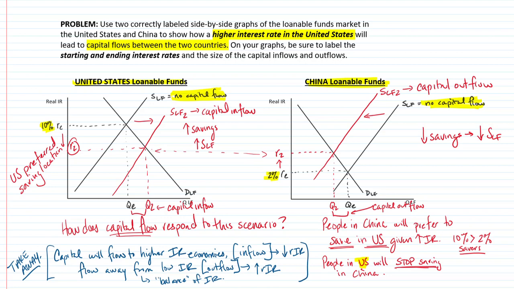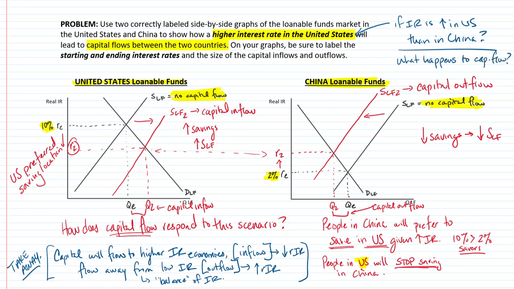As a final piece here, I don't think you're ever going to be required to draw this entire modeling situation, but the root of this question, if the interest rate is higher in the US than in China, then there's the logical question, what happens to capital flow? That is a question you should be prepared to answer, and we do need to be ready to answer.